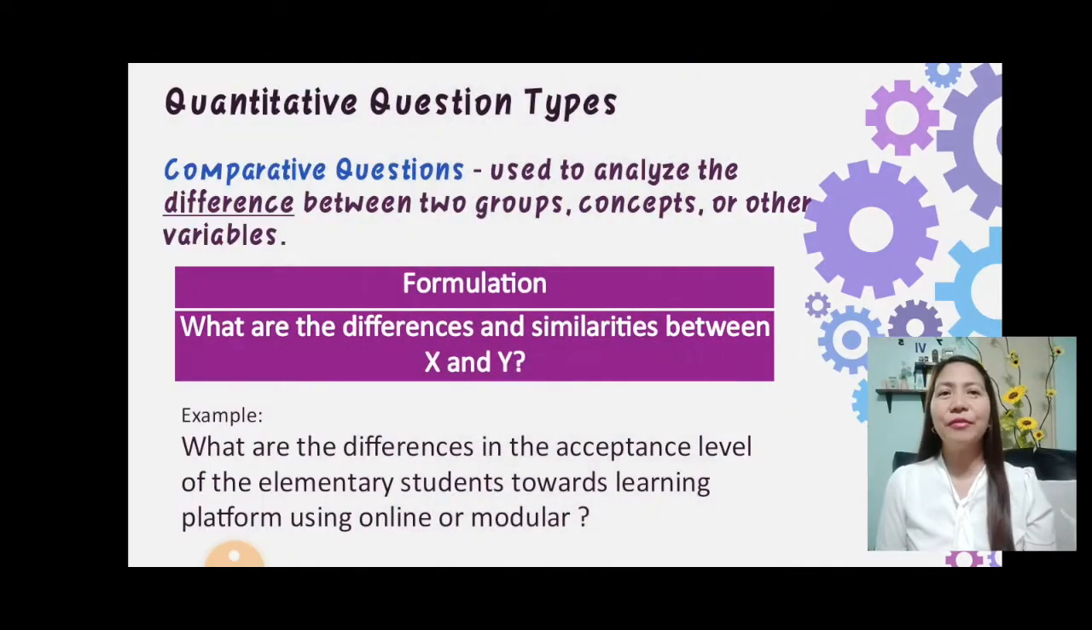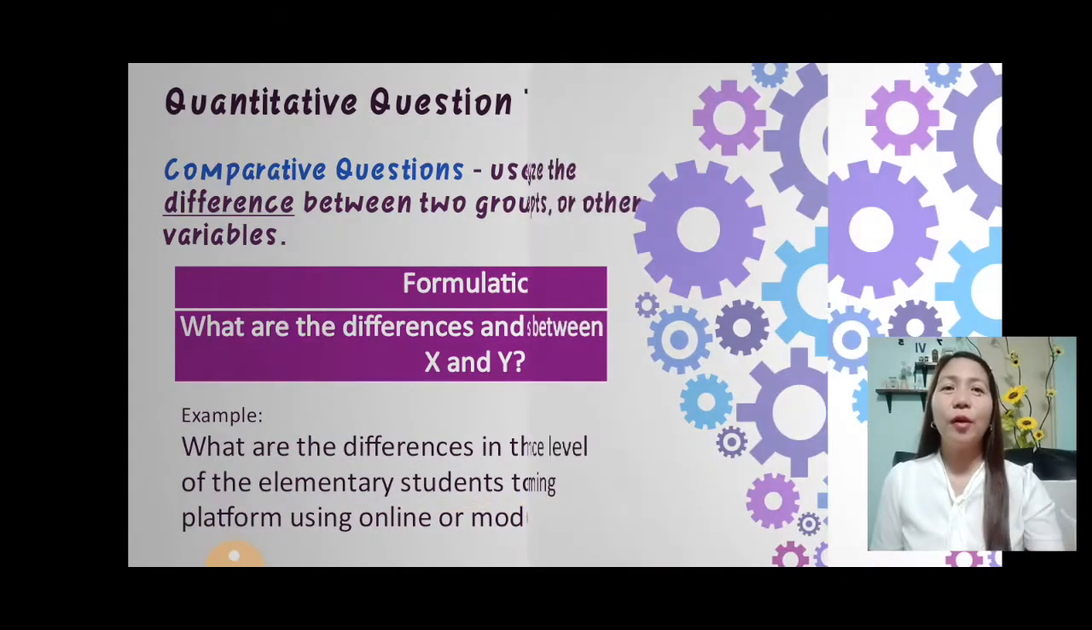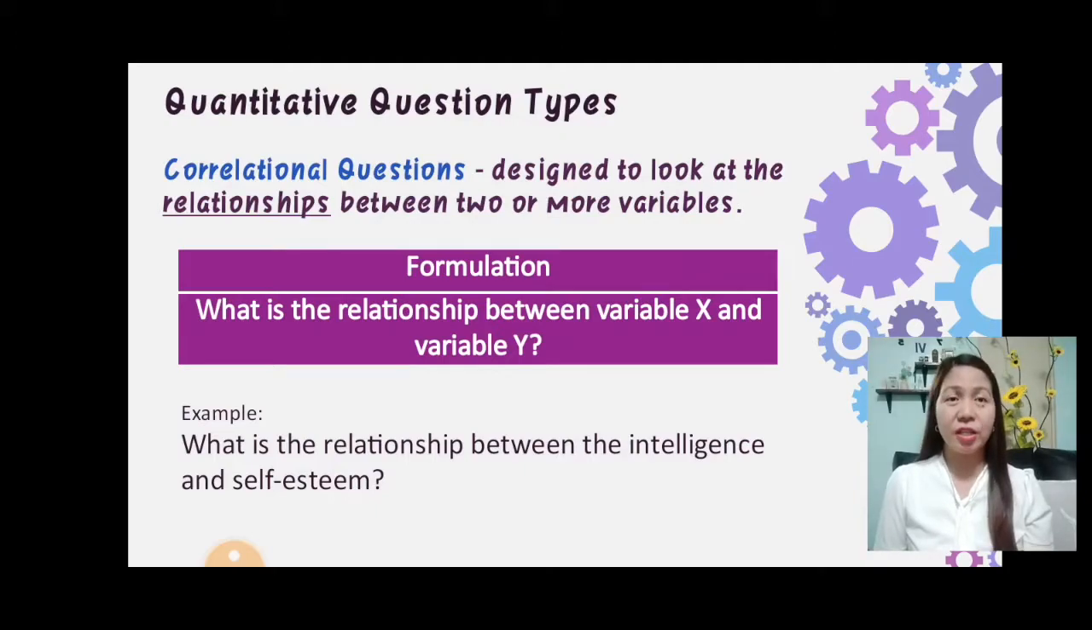Next, we have comparative questions, used to analyze the difference between two groups, concepts, or other variables. Formulation for this, what are the differences and similarities between X and Y? So if you are comparing two things or you want to know the differences, you are doing comparative questions. Example, what are the differences in the acceptance level of the elementary students towards learning platforms using online and modular?